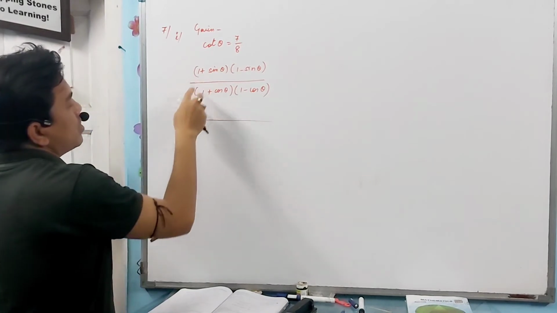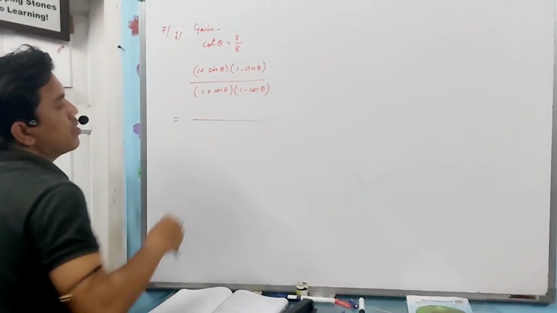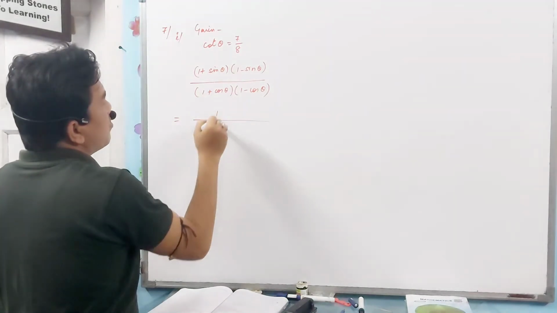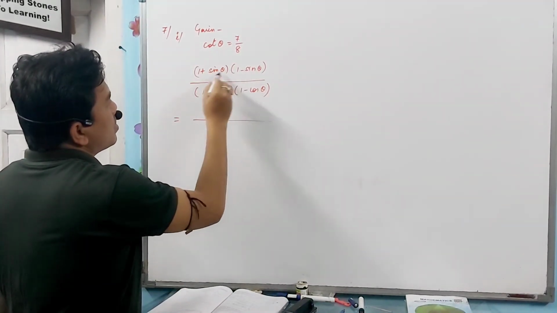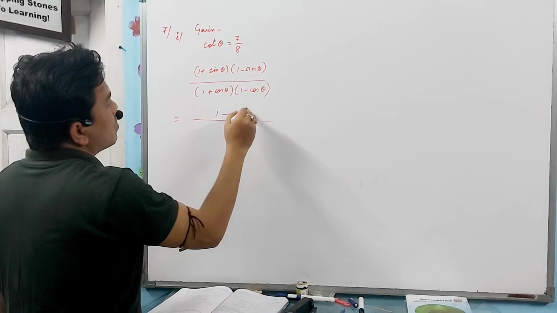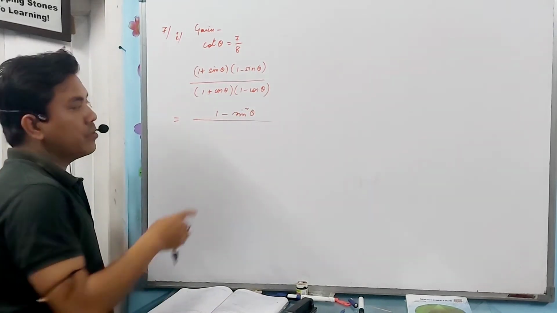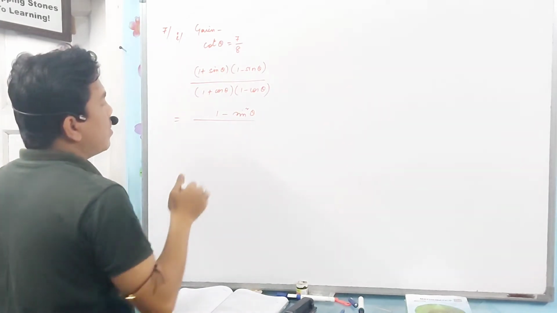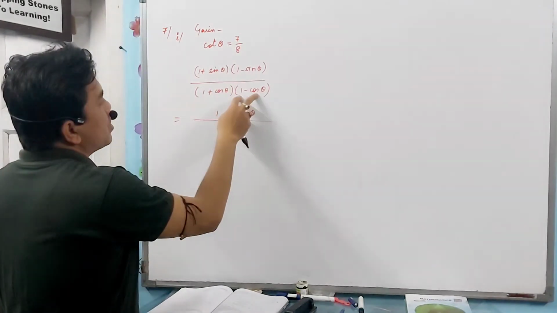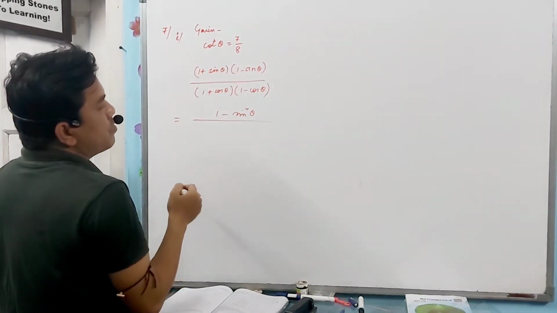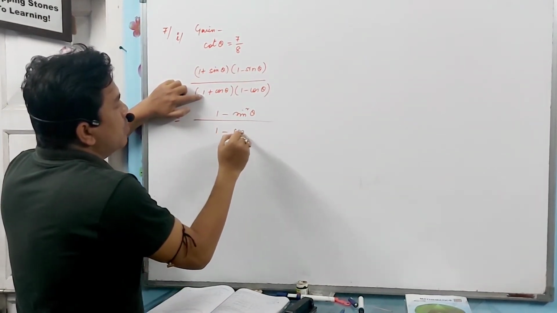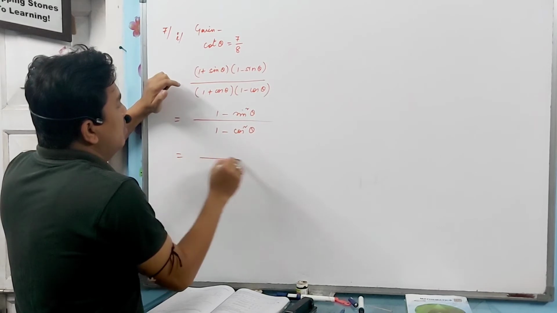Now see here, it is in the form of a plus b, a minus b. Then obviously it will be a square minus b square. 1 square will become 1, minus b square is sine square theta. Okay? Now here also same, a plus b, a minus b. So it will be a square minus b square, that is 1 square will be 1 and minus cos square theta. Alright.